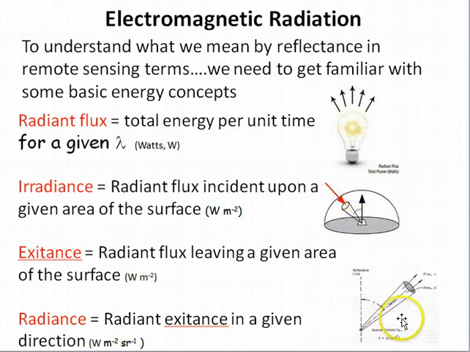And so when we're talking specifically about just what the sensor can see, so in other words, how much energy is emitted in a given direction, that's referred to as radiance. And this radiance is actually what the sensors are recording. How many photons are hitting the detector, which is in a given spot, for a given unit area on the ground.